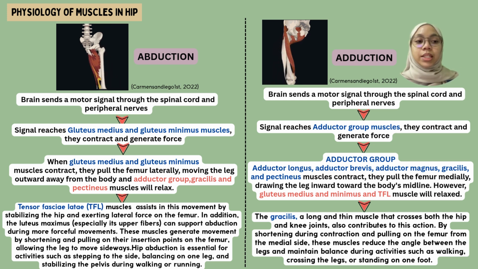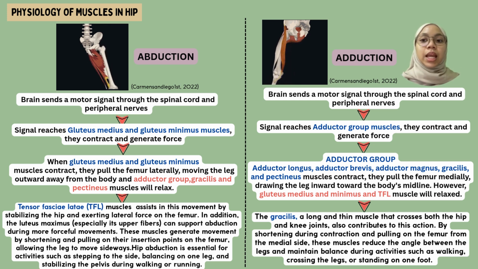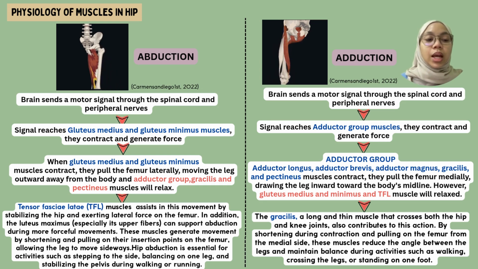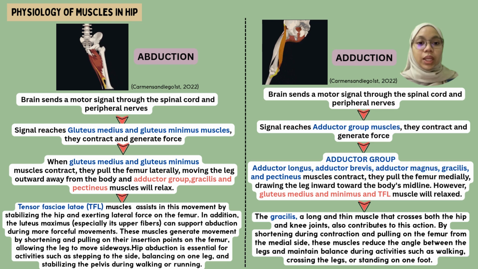When these muscles contract, the other muscles like the adductor group, gracilis, and pectineus muscle will be relaxed during this time. Other muscles like the tensor fasciae latae, or TFL muscle, will also assist in this movement, as they will stabilize our hip and exert lateral force on the femur. In addition, the upper fibers of the gluteus maximus are also very helpful. They will help support the abduction movement during very forceful movement.